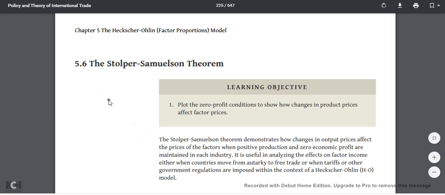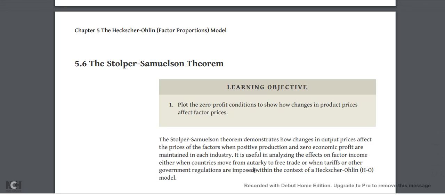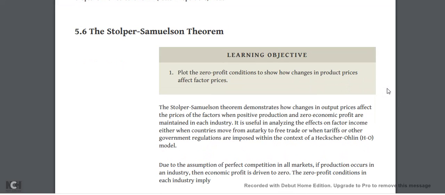What does the Stolper-Samuelson theorem demonstrate? The Stolper-Samuelson theorem demonstrates how a change in output prices affects the change in the price of the factors, when production is positive and zero economic profit is maintained in each industry. So whenever there is a change in the price of the output of a commodity, it will have an impact on the price of the factors.